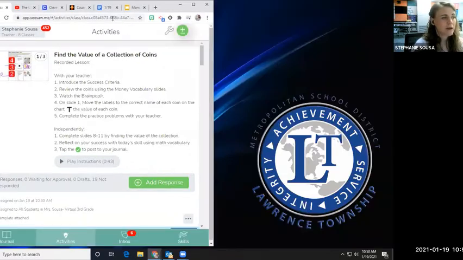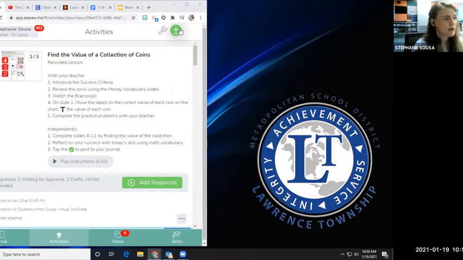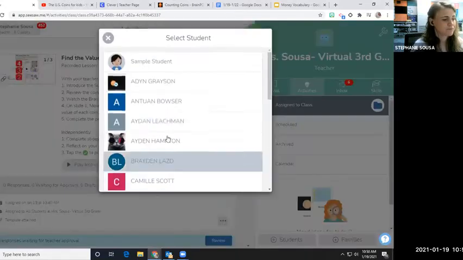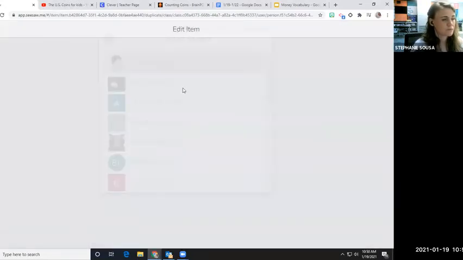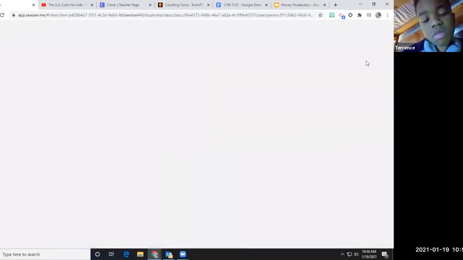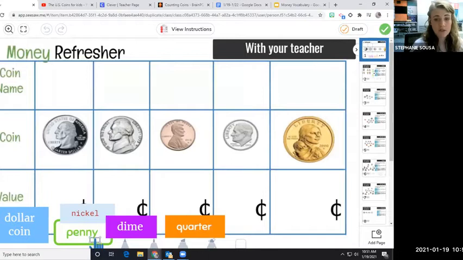As always, I recommend making your screen split so that half of your screen is your Seesaw work and the other half of your screen is your Zoom session so that you can see my work at the same time, okay? So make sure that you are able to see both. You are working right now on Find the Value of a Collection of Coins. Go ahead and click on that Add response, please. Can we use real pennies or no? We're using Seesaw today, but if you have them in your house to use them, that's fine.